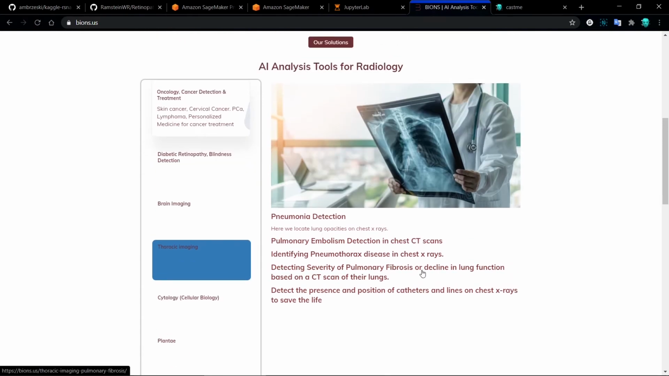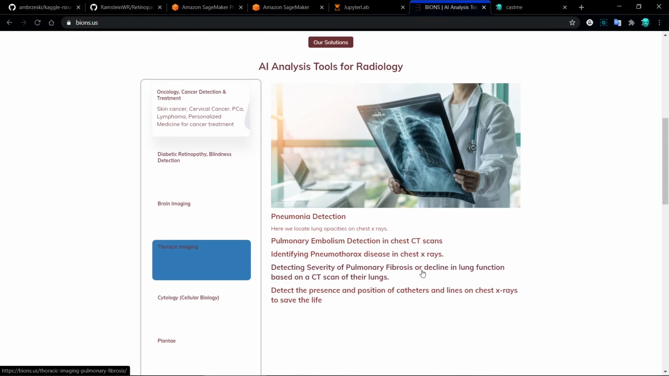So for thoracic imaging, we have pneumonia detection from lung opacities, pulmonary embolism detection in chest CT scans, identifying pneumothorax disease in chest X-rays, detecting severity of pulmonary fibrosis or decline in lung function, and detecting the presence and position of catheters and lines on chest X-rays to save lives.